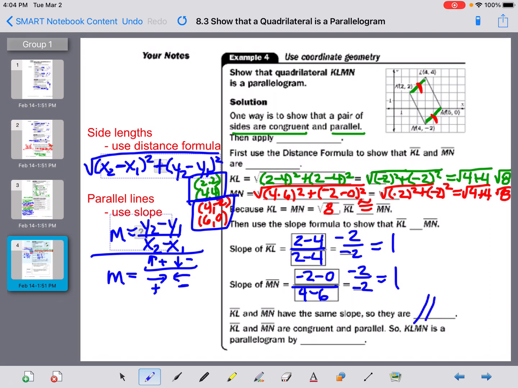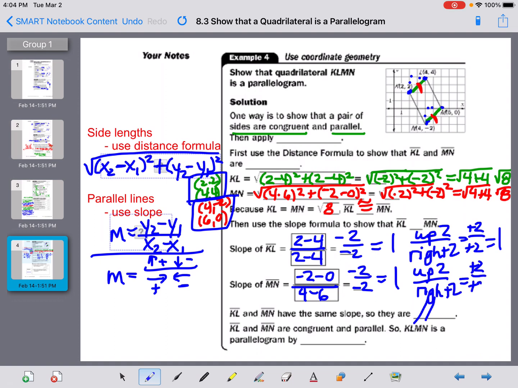If you're not a formula person, but you like the graph, go over and count it. Count up 2, right 2. Up 2, right 2. That's positive 2 over positive 2, which equals 1. For MN, I start here at the bottom one. I count up 2, I count right 2. I get positive 2 over positive 2, which equals 1. So you can count it, or you can do the formula. Either way, I get the same slope.